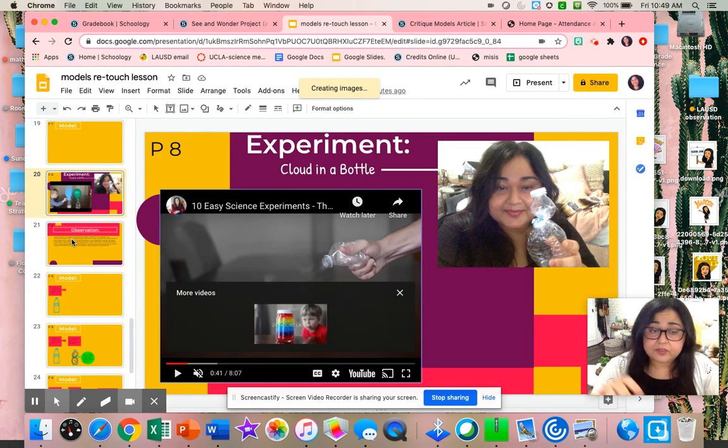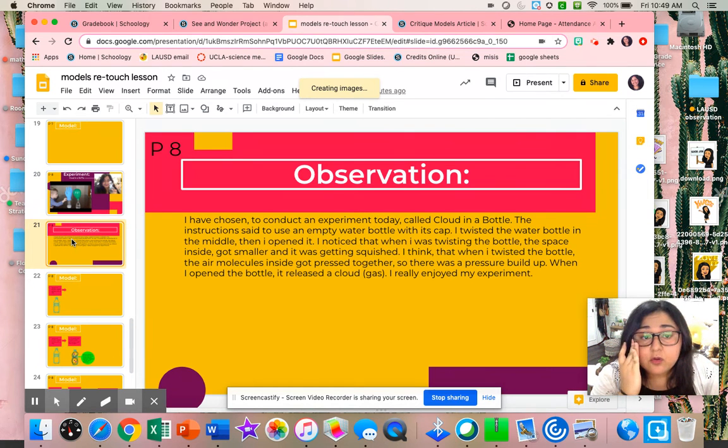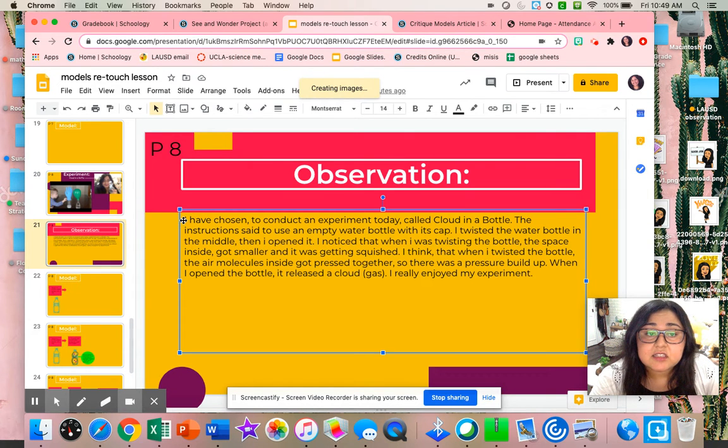I'm going to write my observations. So I wrote, I have chosen to conduct an experiment today called cloud in a bottle. The instructions said to use an empty water bottle with its cap. I twisted the water bottle in the middle, then I opened it. I noticed that when I was twisting the bottle, the space inside got smaller and it was getting squished. I think that when I twisted the bottle, the air molecules inside got pressed together, so there was a pressure buildup. So when I opened the bottle, it released a cloud, which I think is a gas. I really enjoyed my experiment.